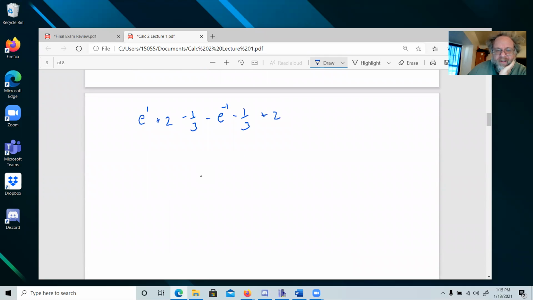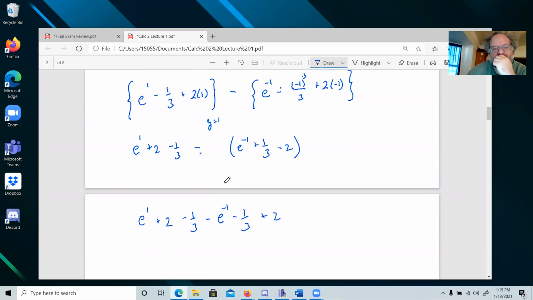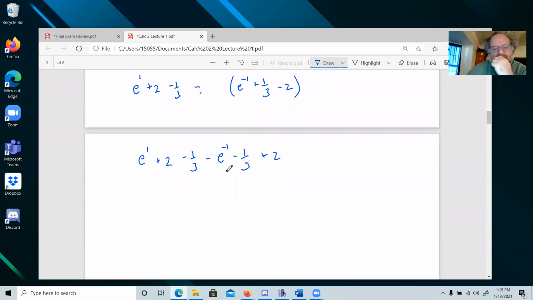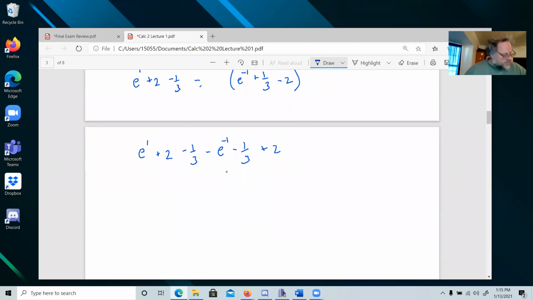So to sum this thing up, let me double check to make sure my little notes here are right. Yeah, we're okay. So we have e to the 1 minus e to the -1.